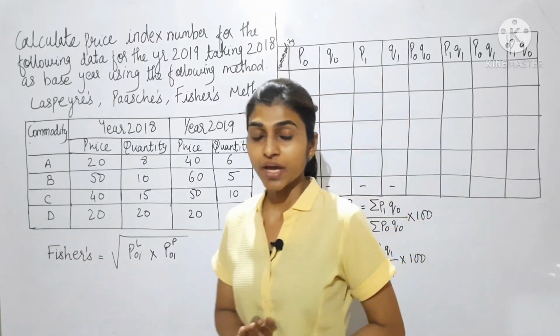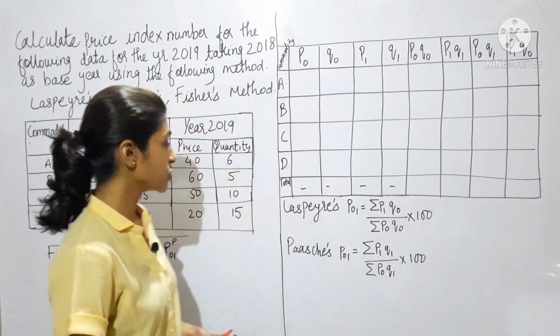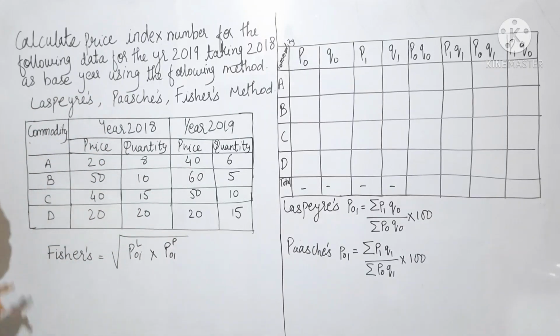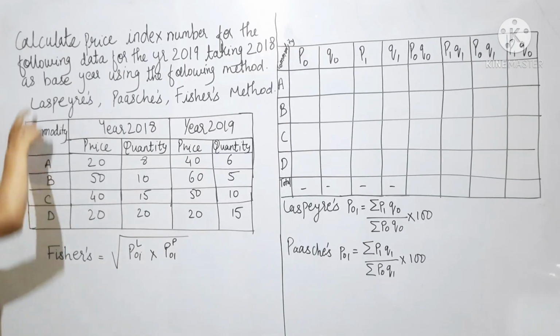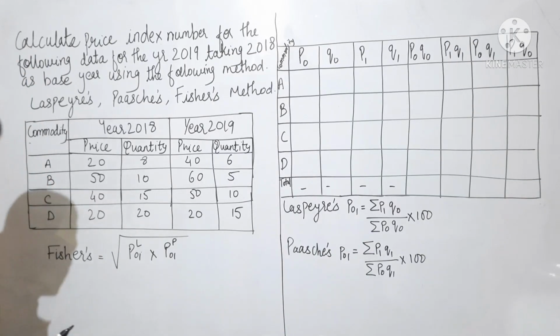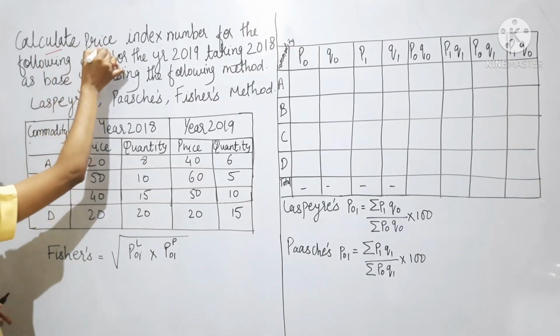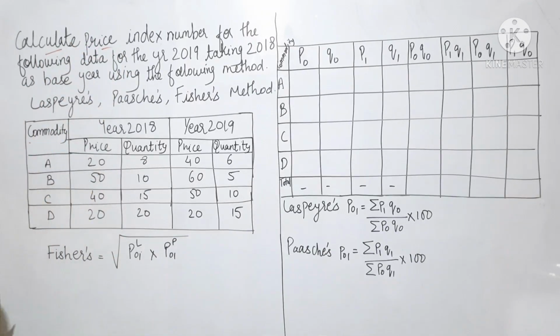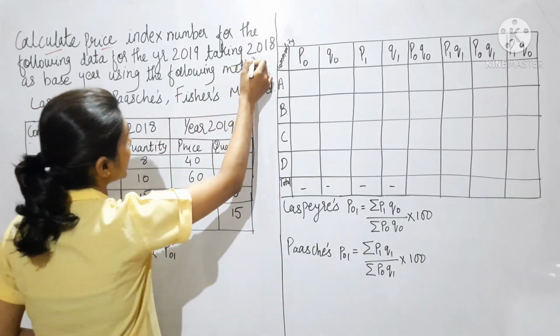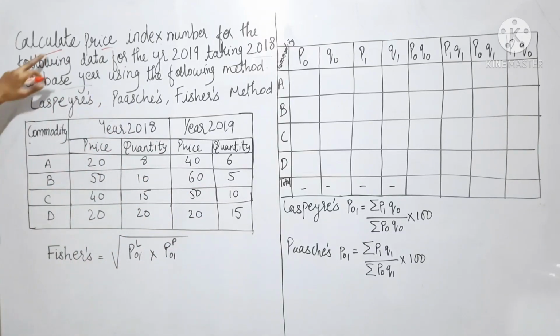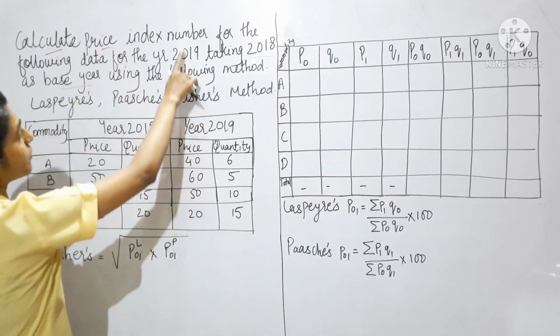Okay, we have studied the formulas of each method, Laspeyres, Paasche's and Fisher's. So now we are going to see the example of these three methods. So calculate price index number. In this example they have said, calculate price index number for the following data for the year 2019, taking 2018 as base year.